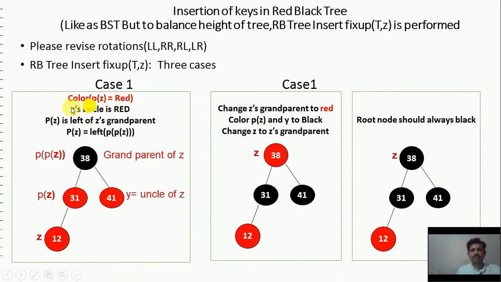Case 1 is when P of G is red and G's uncle is red, whether P of G is a left or right child; we will see the two cases. We make P of G and uncle black, and the grandparent red, and make it the G node. Because the root node is always black, we again color it black if it is the root. So this is case 1.